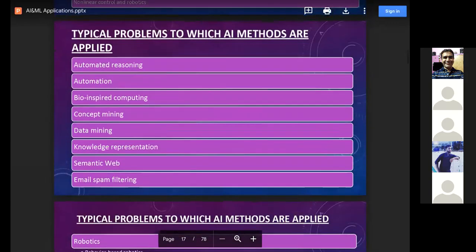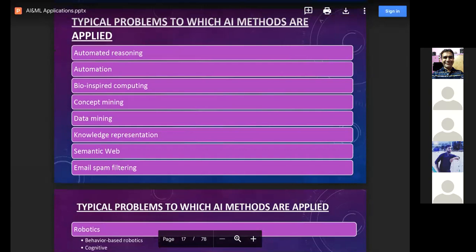Now, the main part which we'll be seeing is concept mining nowadays: bio-inspired computing, concept mining, data mining, knowledge representation, semantic web, email filtering, right? Bio-inspired computing consists of soft computing that is divided into three basic parts. The first part is the artificial neural network, where we are taking the help of nature, from the brain. For example, we have a brain in our body, and we are embedding the same thing, developed in terms of hardware, into a system. That is the artificial neural network.